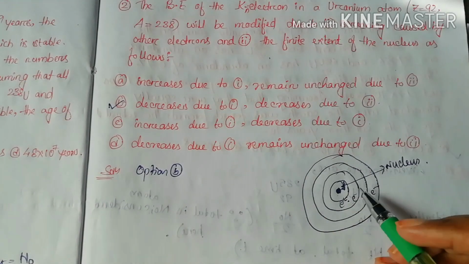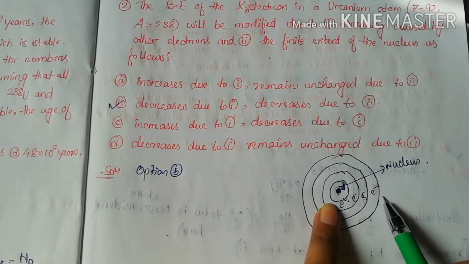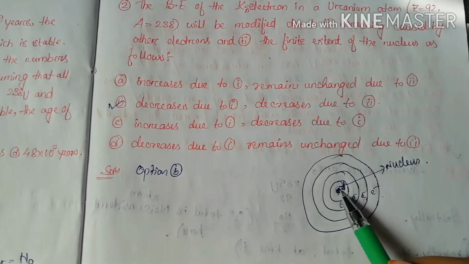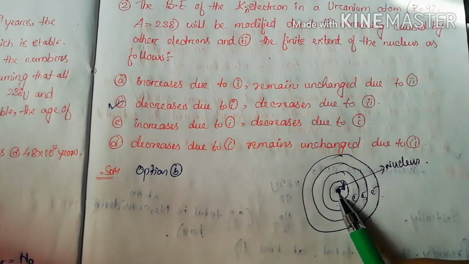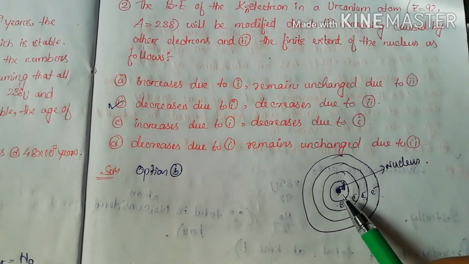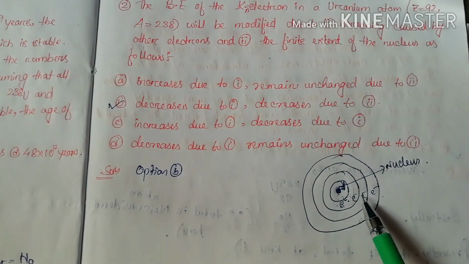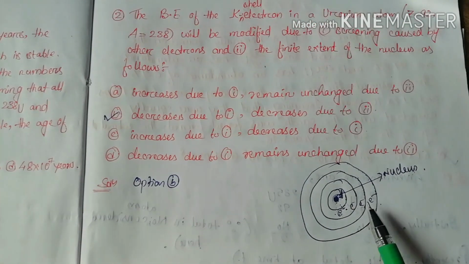Just listen to me carefully to what I am saying: this is the nucleus. The nucleus has positive charge and all other shells have negative charge, whether it is K, L, M, N. So there will be a force of attraction between the nucleus and the K shell electron, and all other shells will have repulsion with the K shell electron. So only the positive charge in the nucleus will attract this particular electron of the K shell, and all others will repel. We know that the binding energy is the energy required to remove the electron from the K shell.